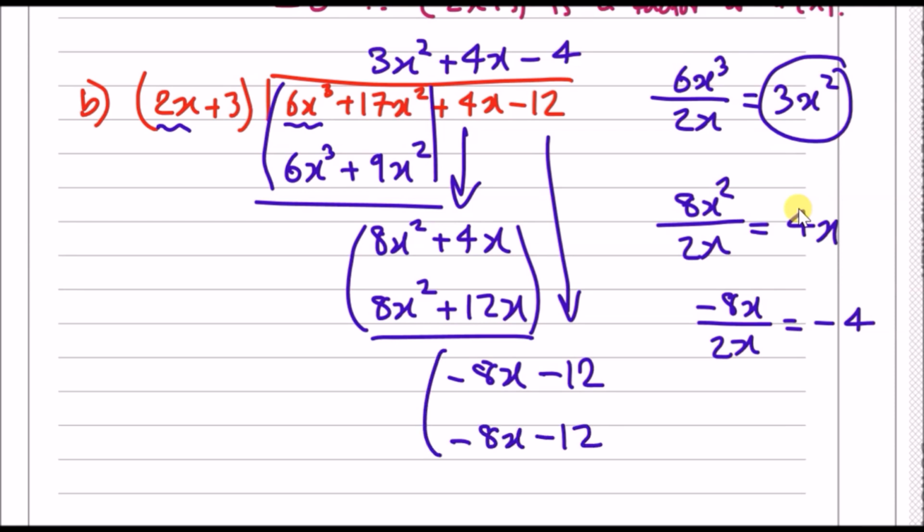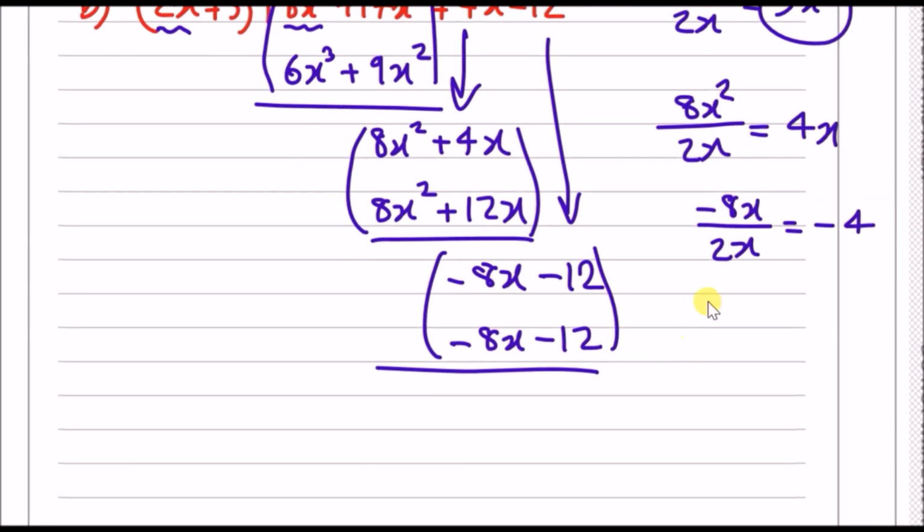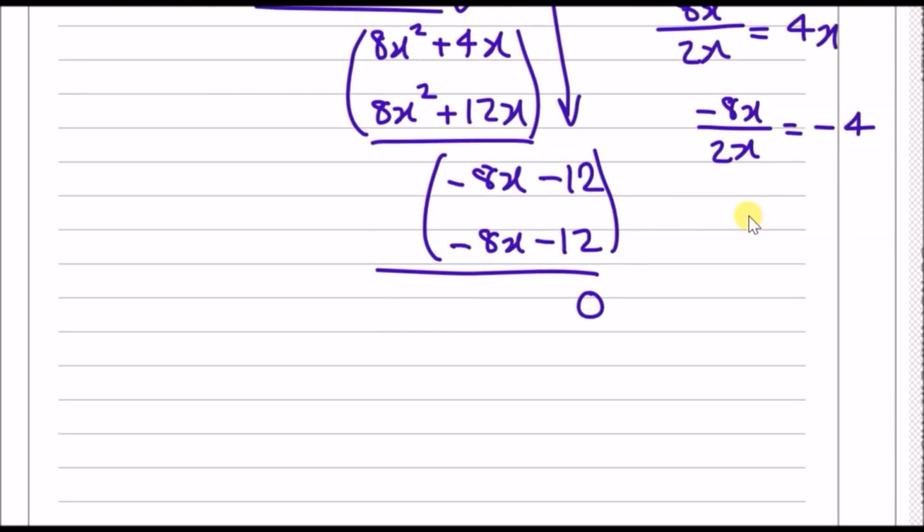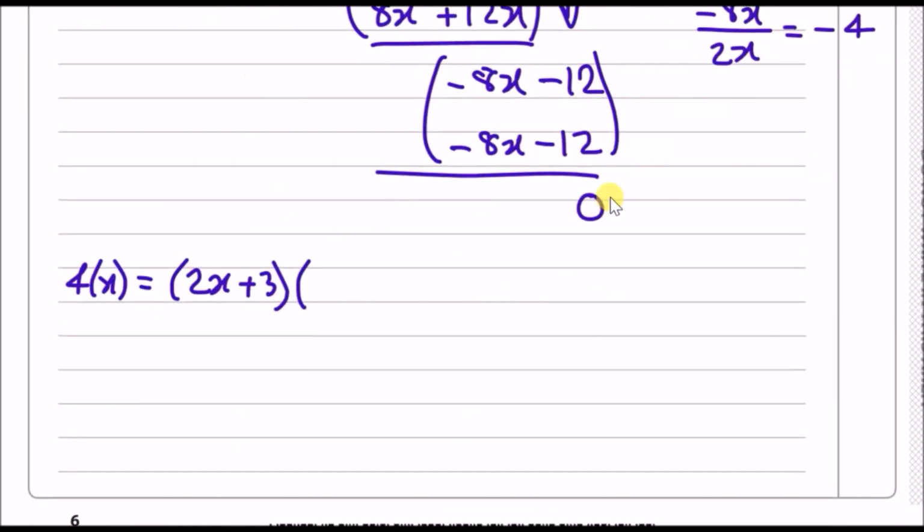And the cool thing about this, guys, is that because you know that they are all factors, your remainder is always going to end up becoming a 0. If you don't get a 0, then it's probably best to check what went wrong. So we can now say that f(x) now equals the linear term, 2x plus 3, times the quadratic term, which was 3x squared plus 4x minus 4.